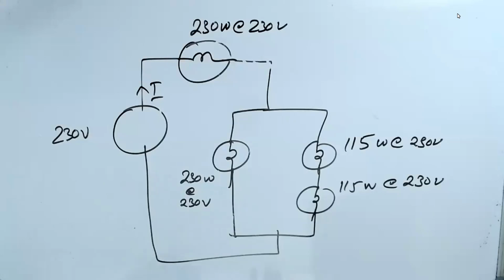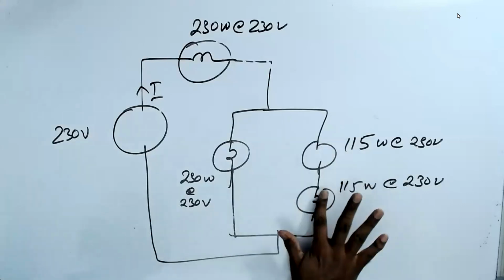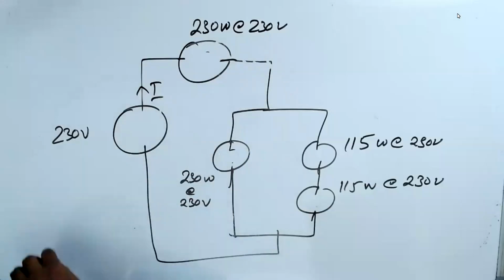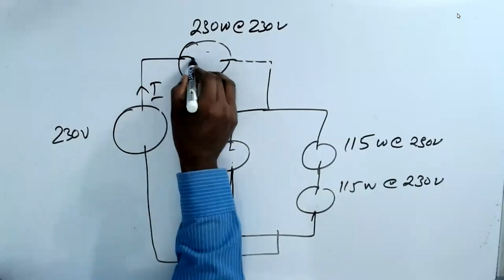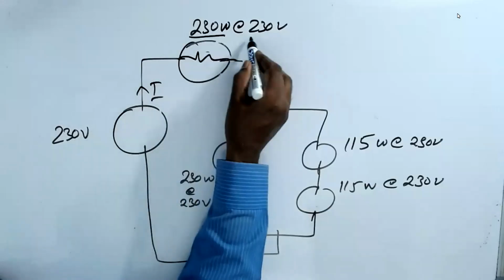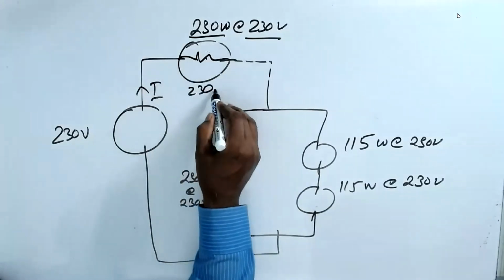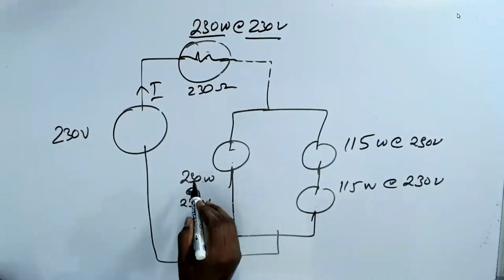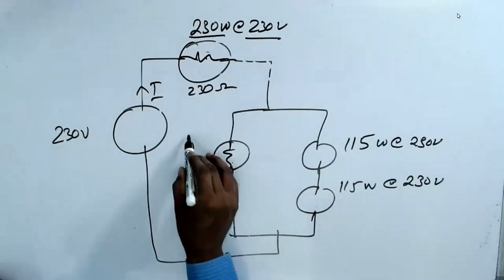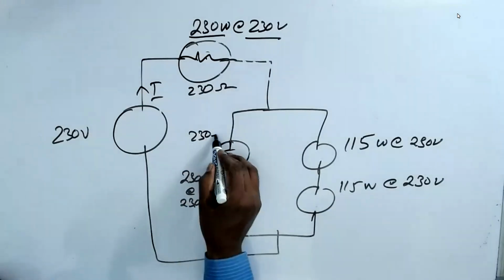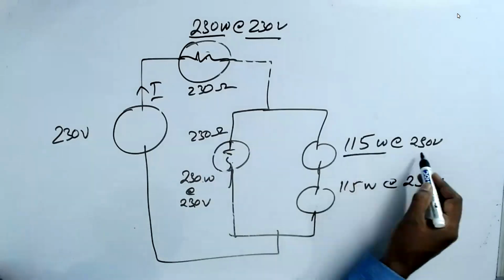Somewhere when I put a wattage, people get confused. But convert everything into a resistor, then you solve it. This is 230 volts, so this is 230 ohm. This is 115 watt at 230 volts. You know, V square by P.